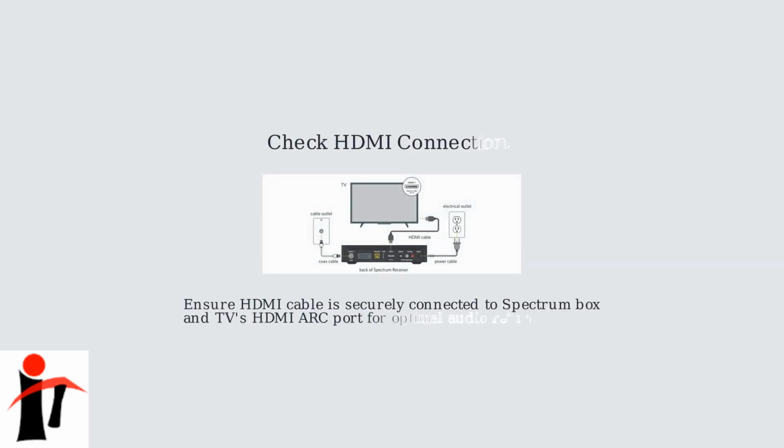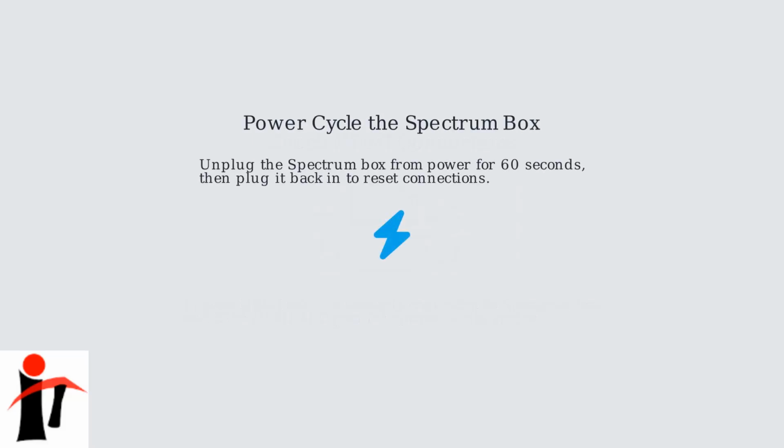Experiencing no audio on your Spectrum cable box can be frustrating. The primary causes are often related to audio output configuration, TV input selection, or PCM settings. First, ensure your HDMI cable is securely connected to both the Spectrum box and your TV, preferably using the HDMI ARC port on your TV for optimal audio return.